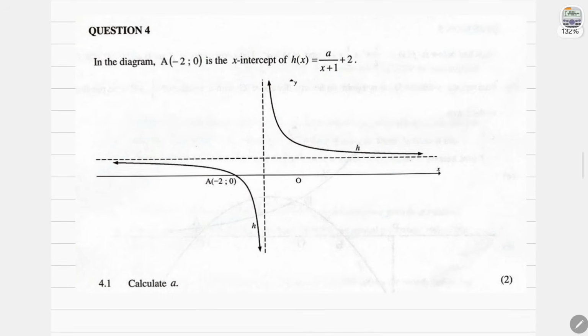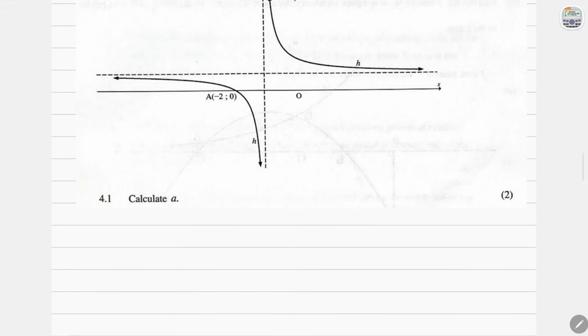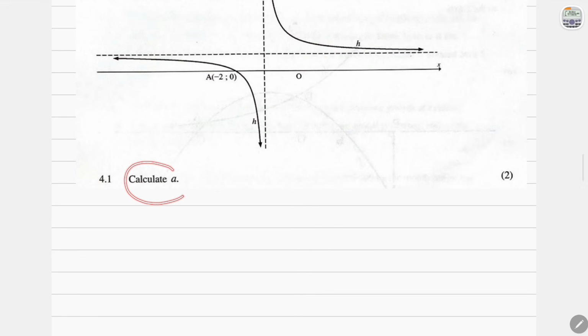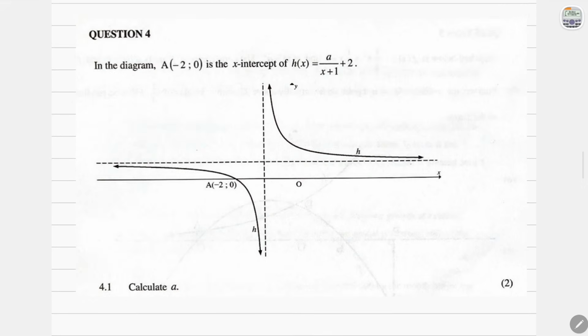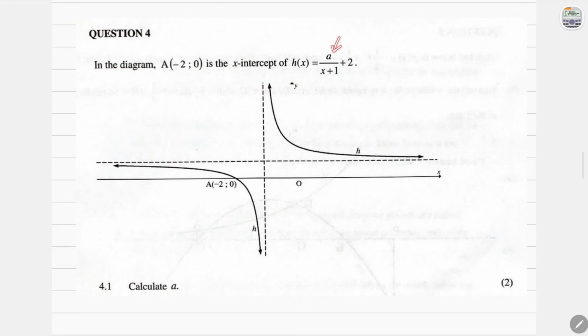Question 4 says, in the diagram, A(-2; 0) is the x-intercept of h(x). And as you can see, they have already completed the p and the q value. The only thing missing is the value of a. And the first question says, calculate a. Okay, now to find this missing variable, we just need to fill in an x and a y value. And we can do that with the points that they have given us.